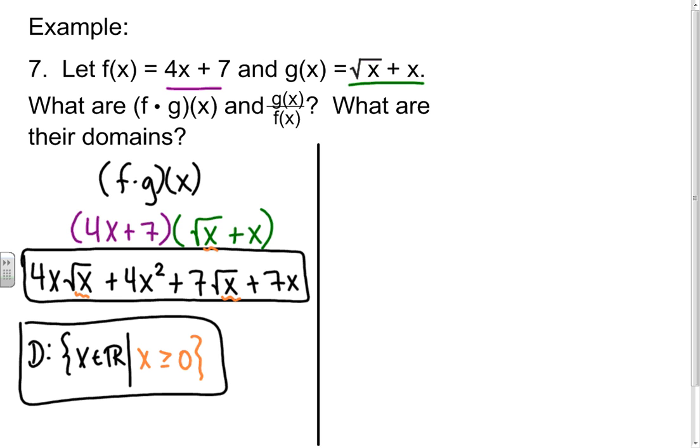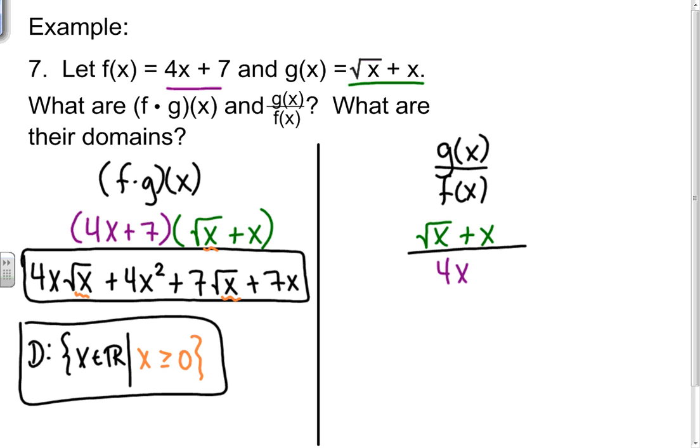For the division, be careful, g of x specifically needs to be on the top, which is actually helpful because when you rewrite that, g of x is the square root of x plus x. Had that been on the bottom, you learned in the last half of the chapter that you would have to rationalize. The bottom of this fraction is f of x, which is 4x plus 7. You're never going to get anything to cancel because of the radical, so that's your final expression.